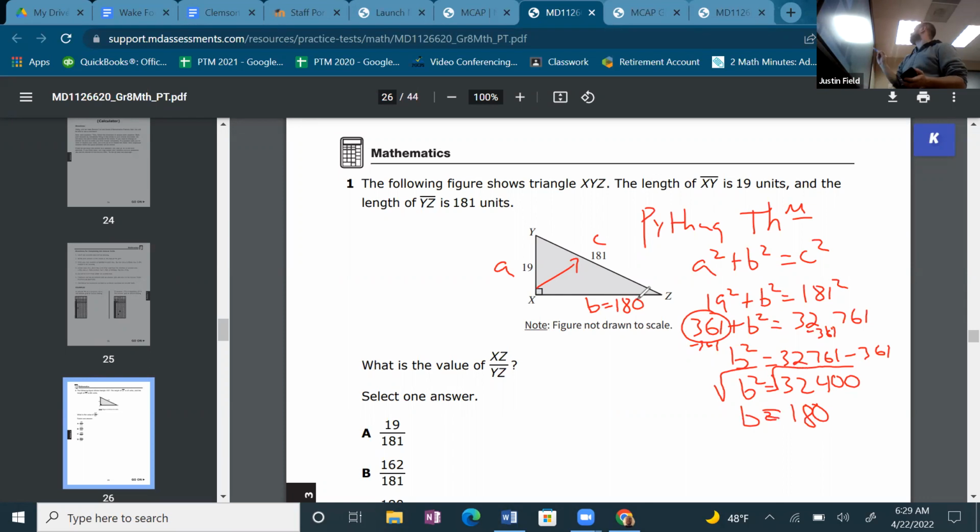All right, so now I did all that. I better read the question too. Maybe I should have done that first. What is the value of xz over yz? So hopefully you don't see, oh, I did all this work and I don't know what they're asking. What is xz? Where is x and where is z? Here's x, here's z. X to z is 180. All right, and what's yz? Here's y, here's z. Yz from y to z is 181. So they're just asking us for the ratio, so it's 180 over 181.